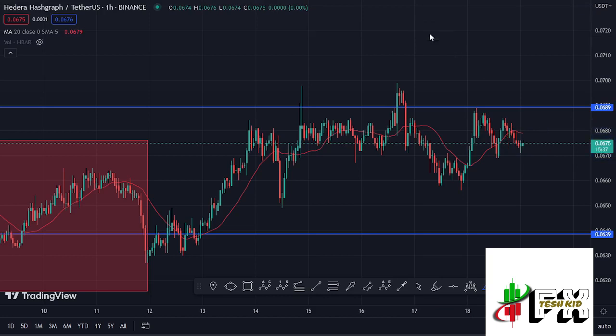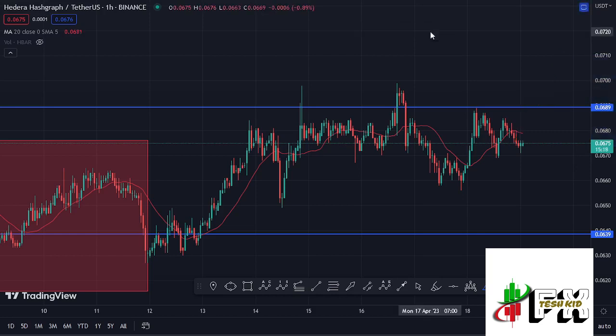And in case we continue gearing up, the next key area of resistance that I'm watching is the area at around the $0.0689 mark. And the moment we manage to break above it, we can expect a successful retest before we can continue gearing up and continue unlocking higher prices.